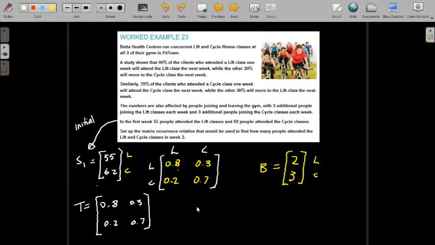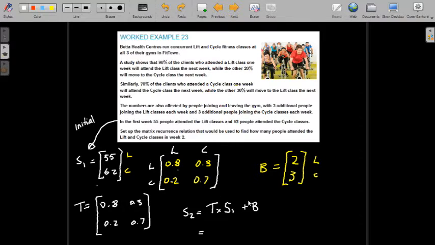And basically, we need to work out who attended the lift cycle in week 2. So it's just S2, and that's going to be our transition matrix times our initial state, which was the previous week, and we've also got this matrix B, because we've added 3 more people.